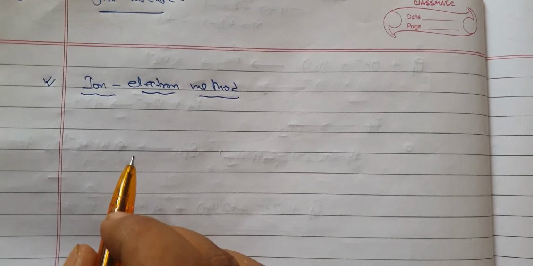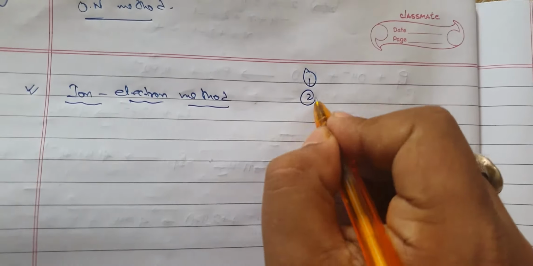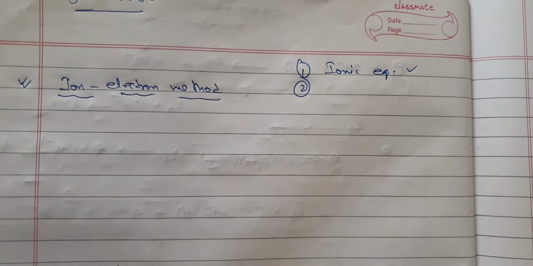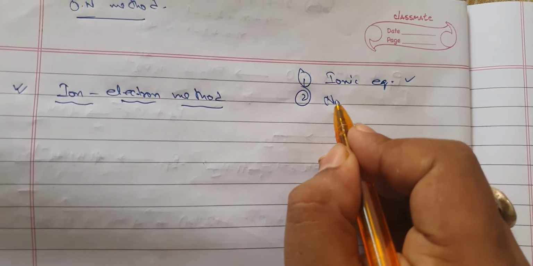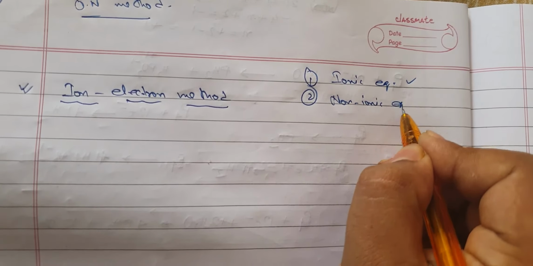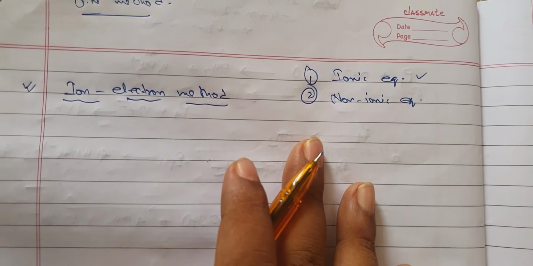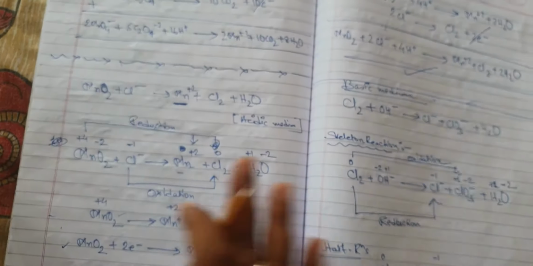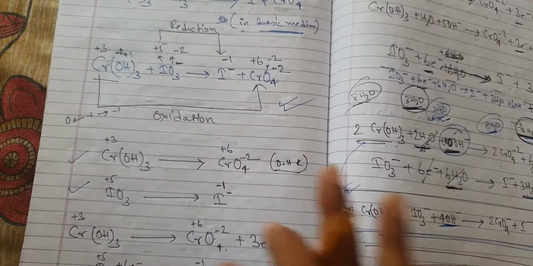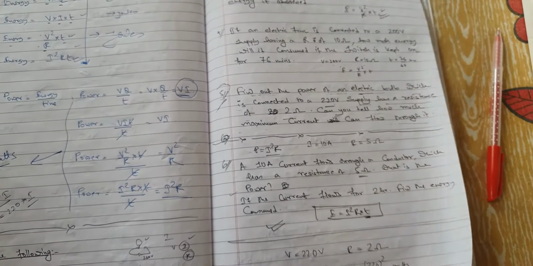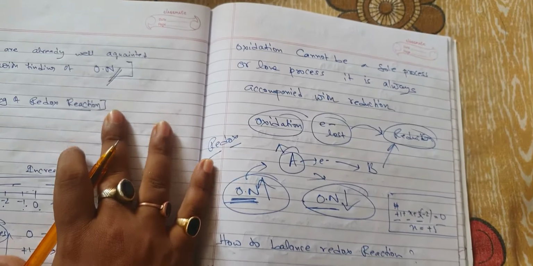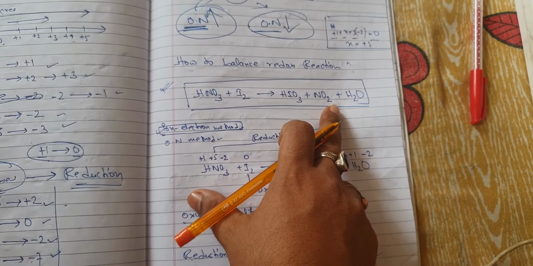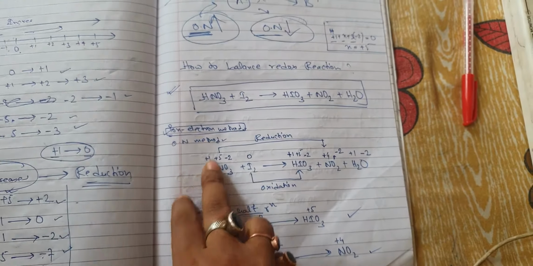Sometimes two types of equations may be given. One may be an ionic equation, where you need to balance the hydrogen after balancing the oxygen, and the other a non-ionic equation, where I have told you there is no need to balance the hydrogen. For example, in the previous work I have already done for you, where I began here: HNO3 plus I2 gives HNO3 plus NO2 plus H2O. So this is a non-ionic equation.